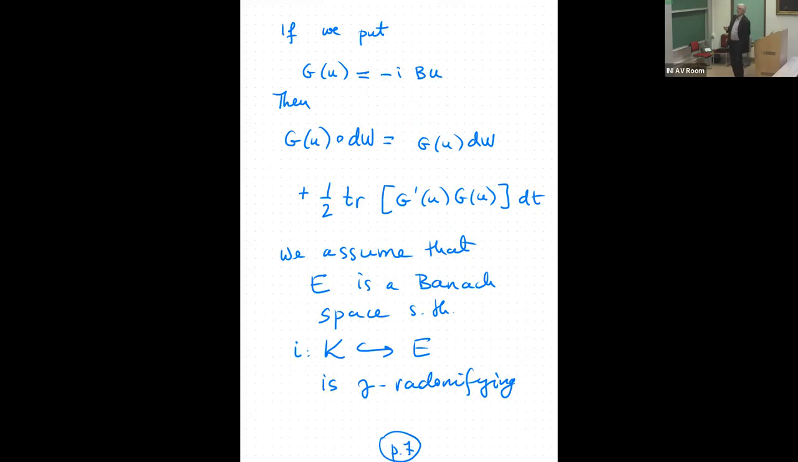So now I come back to this stochastic part. If I denote the nonlinearity by g of u minus i b u, then g of u stratonovich dW, that is the definition, is the Ito integral plus the correction term. And to make sense of this correction term, you need to consider some Banach space E, such that the embedding from K, remember, K is the Hilbert space on which we have a cylindrical Wiener process, is gamma radonifying, which actually means that the cylindrical Gaussian measures on this space are true Gaussian measures on the space E.